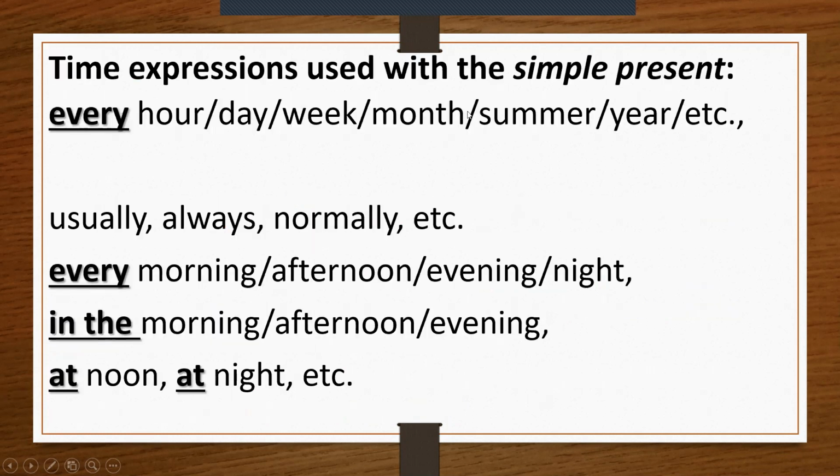Some of the time expressions that we use with the simple present are every hour, every day, every week, every month, every summer, every year, etc. Also, we use adverbs of frequency like usually, always, normally, etc. We can also use every morning, every afternoon, etc. We can also use in the morning, in the evening, etc., and at noon or at night.